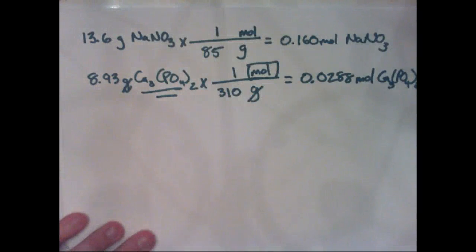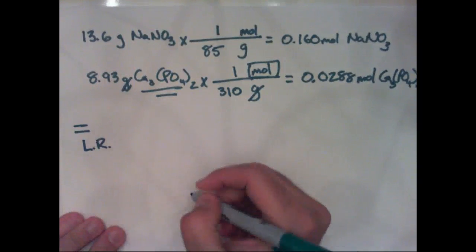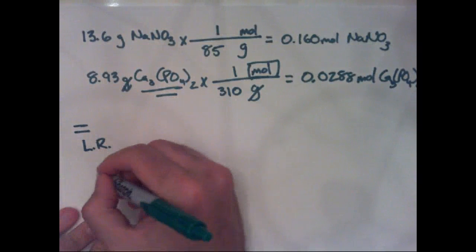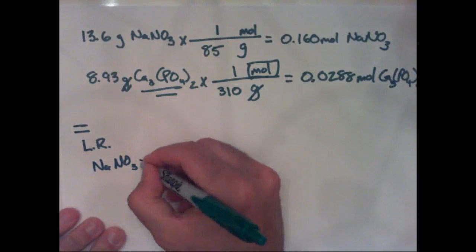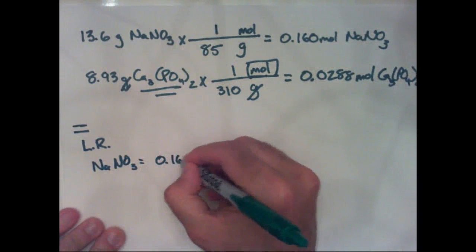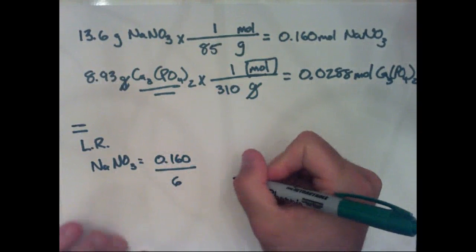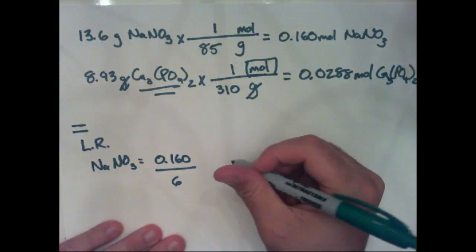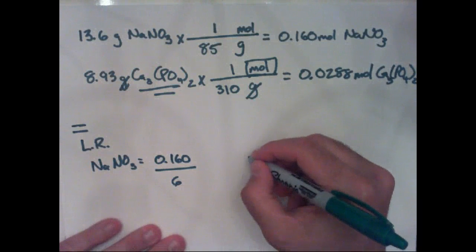So I'm going to set that up. I'm going to separate the limiting reactant calculation. I'm going to put LR here for limiting reactant. Then I'm going to say for sodium nitrate, NaNO3, that's going to be 0.160 divided by 6. I don't even care about units in this case, okay? Because the limiting reactant, it's all going to work itself out.